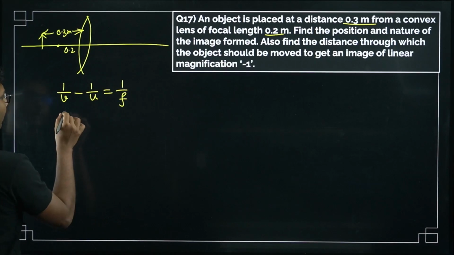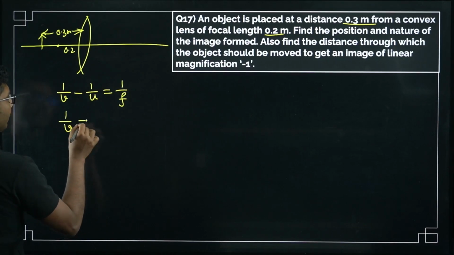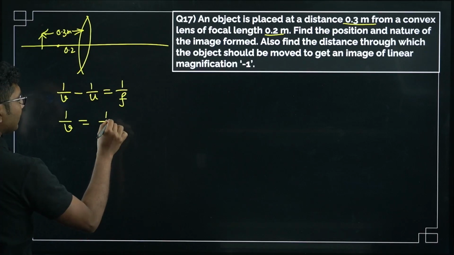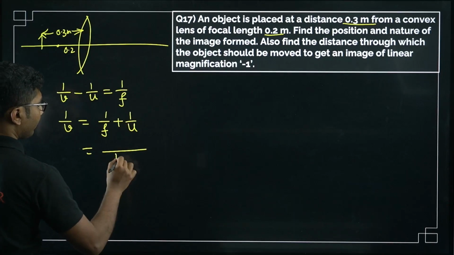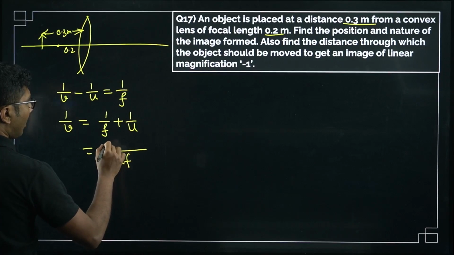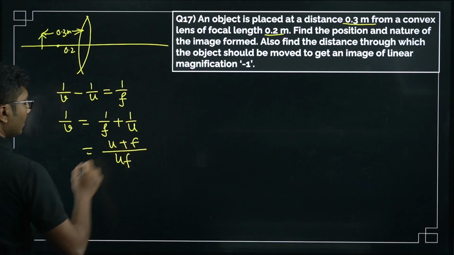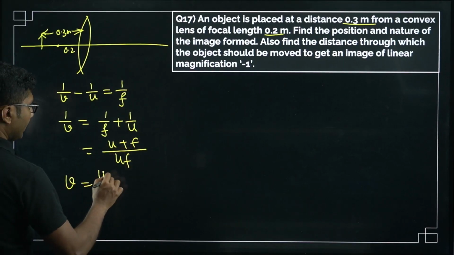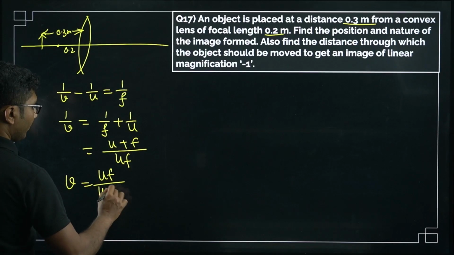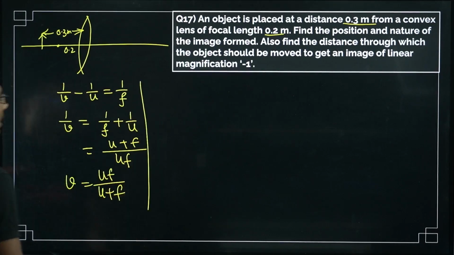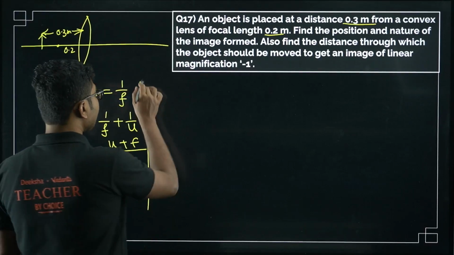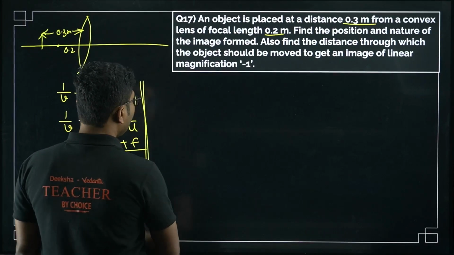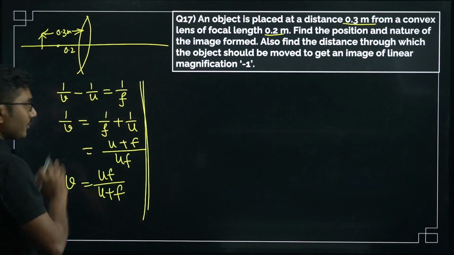Okay, again, the first stage is to simplify this so that we can simply put the values to solve it. So v is basically uf by u plus f. Okay, while applying formulas, do not apply sign convention. Sign convention will come after you have simplified it. Now you have to put the values.